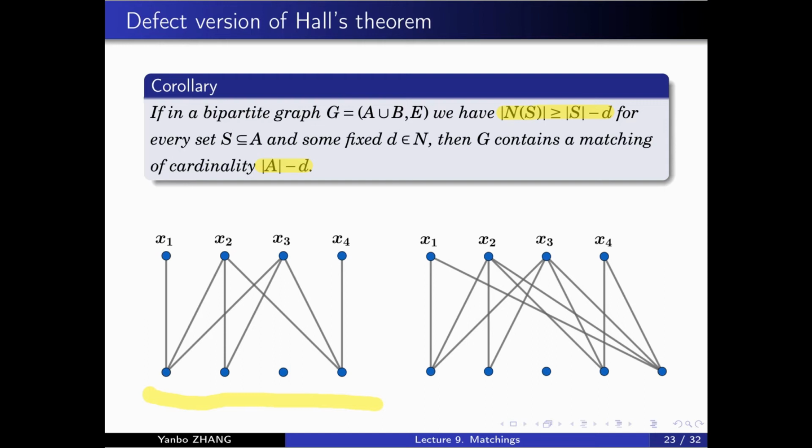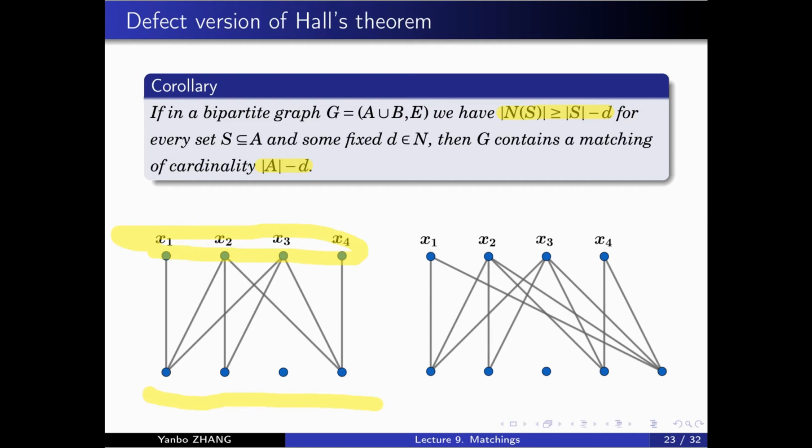The set x1, x2, x3, x4 has 3 neighbors. We can check that for every set S of A, the size of N(S) is greater than or equal to the size of S minus 1. Thus, we can find a matching with cardinality |A| minus 1.